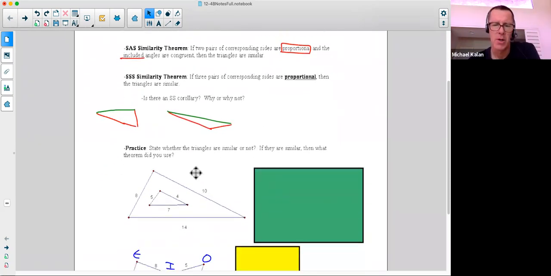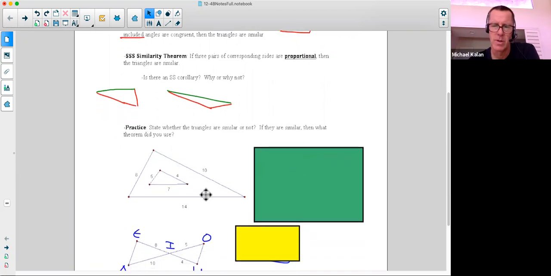All right, so let's do some practicing here. State whether the triangles are similar or not. If they are similar, then what theorems did you use? Take a look at that. Remember similar triangles, what the requirements are. What do you think on this first one here? All right, I'm going to uncover.